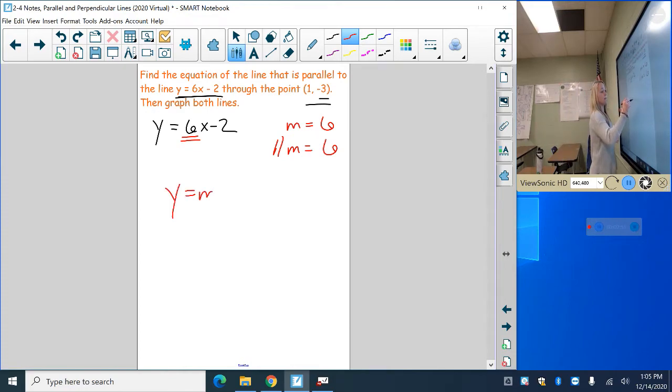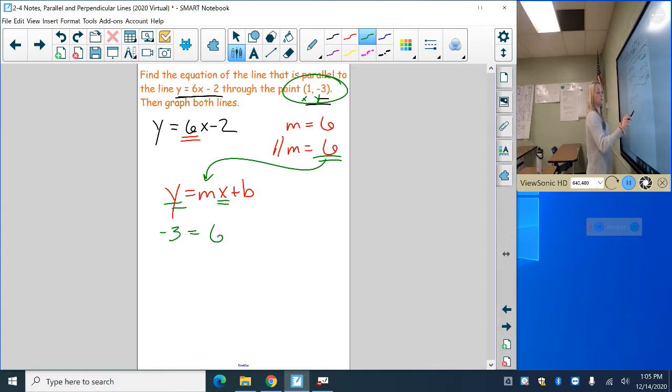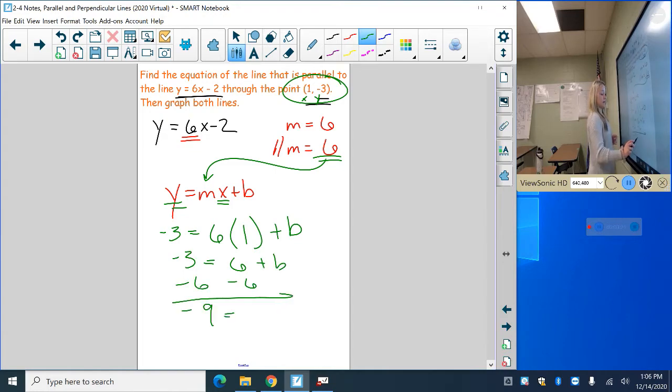So I have y equals mx plus b. I'm going to take the 6, the parallel slope, and plug it in for m. And then I'm going to take the point that's on that line, which is this one, and take x and y, and plug them in for x and y here. So that means I have negative 3 equals 6 times 1 plus b, and now I'm going to solve this for b. So I have negative 3 equals 6 plus b, subtract 6, negative 9 equals b.